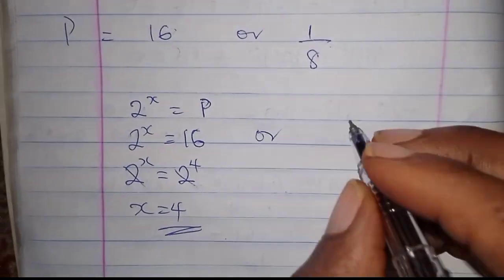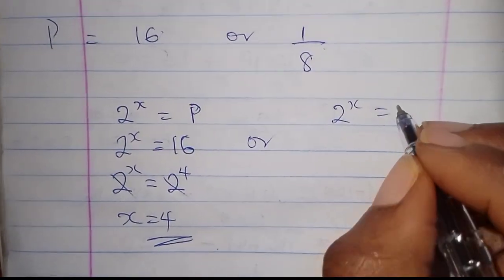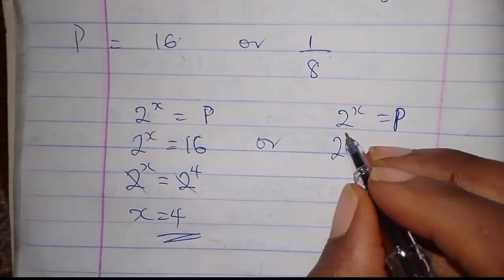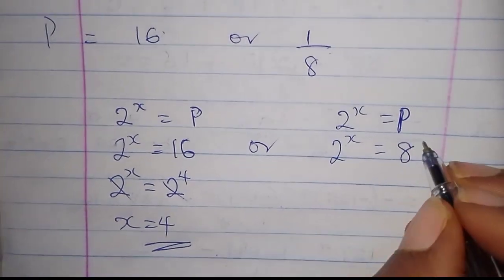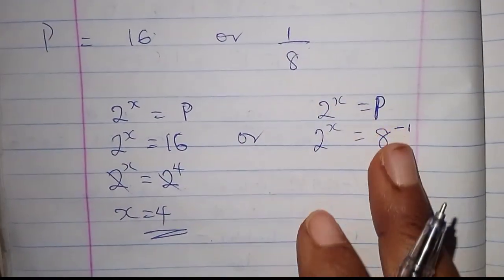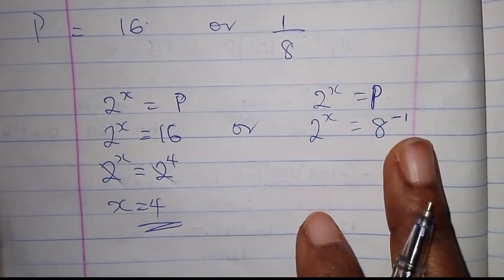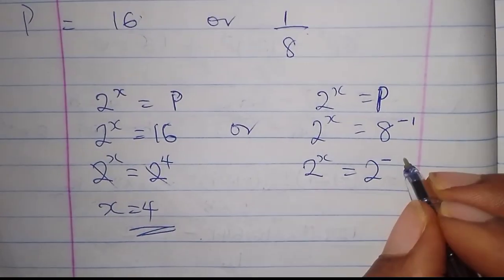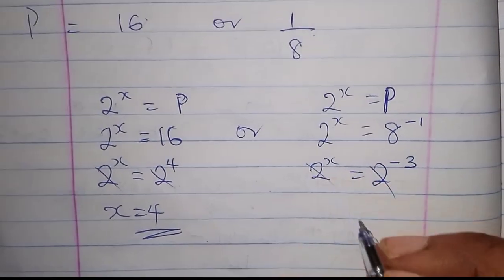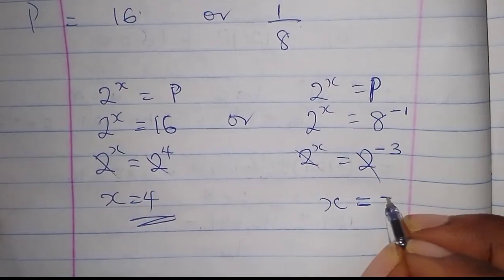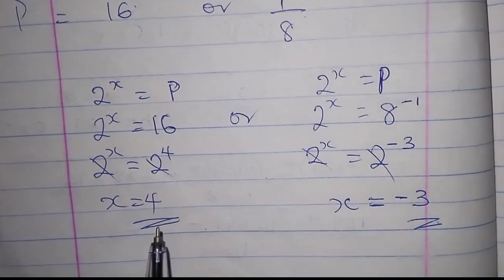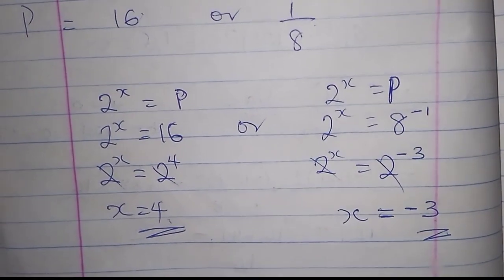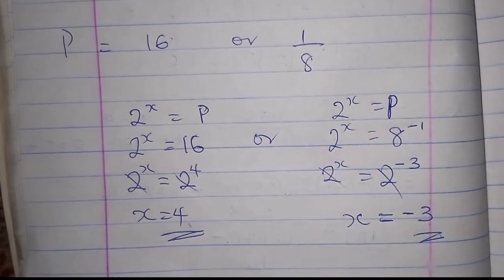Now what about this one? We also said 2 to the power of x to represent P. So 2 to the power of x equals 8 inverse, because that's the same thing. 1 over 8, 8 inverse are the same thing. So 2 to the power of x equals 2 to the power of minus 3. And then when we strike this out, we have our x to be negative 3. So 4 or minus 3 is the value of x. And that is the answer for this question. Thank you.